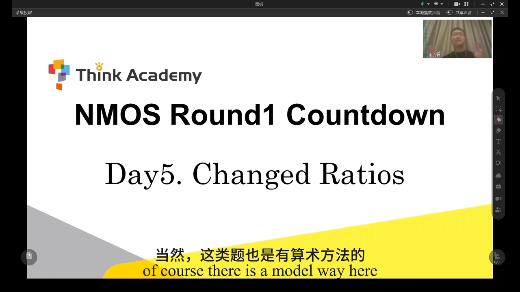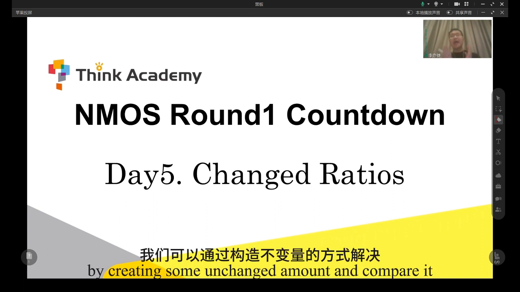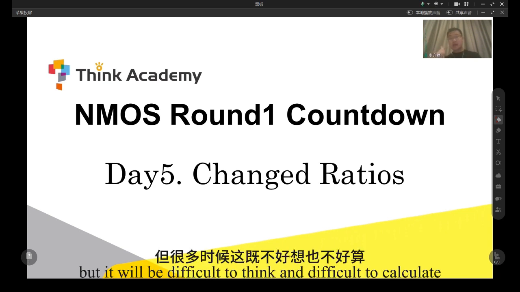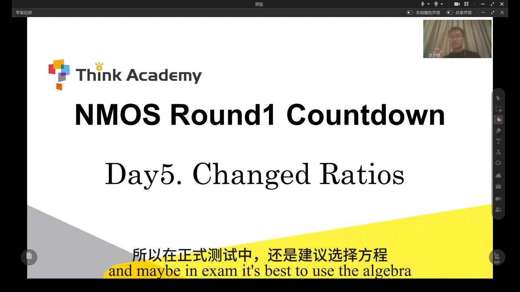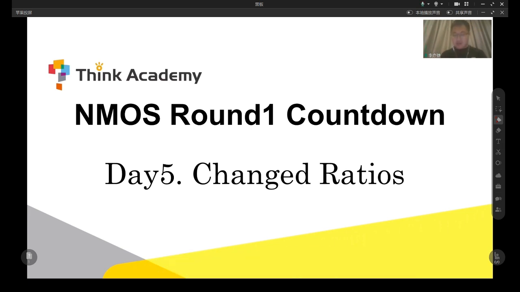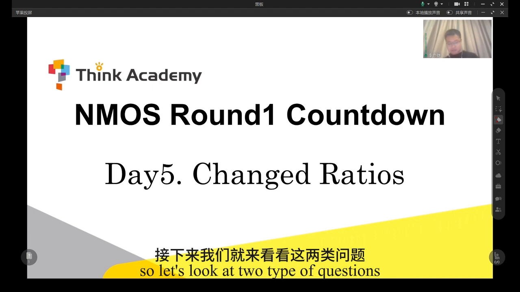Of course, there is a model way here, by creating some unchanged amount and comparing it. But it will be difficult to think and difficult to calculate, and in the exam, it's best to use algebra. Okay? So let's look at the two types of questions.